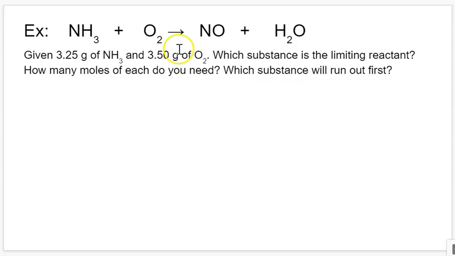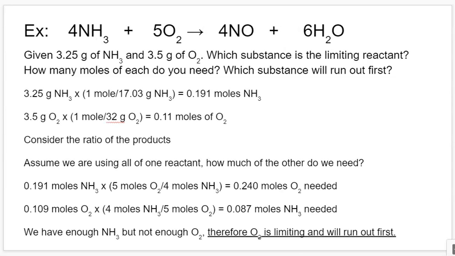You'll also notice that this chemical equation is not balanced. So what I would like y'all to do is pause the video real quick and try to balance this equation on your own, because I'm going to show you the answer in the next slide. All right, so the balanced equation has a 4 to 5 to 4 to 6 ratio, and that's going to be important to make sure we do this right.